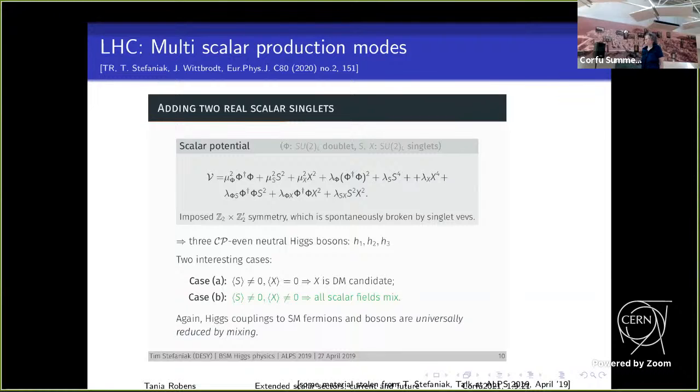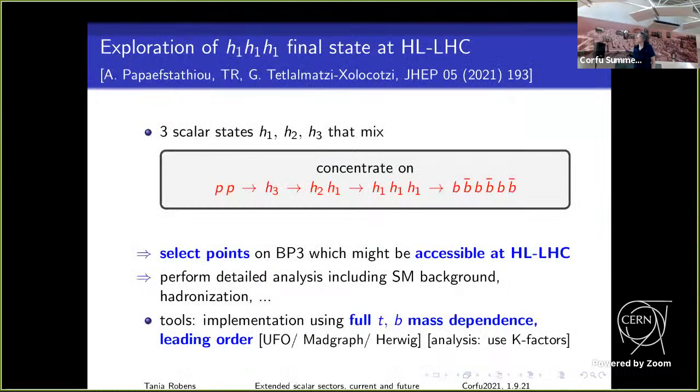I jump to the next model where you add 2 real singlets, and I'm concentrating on the case where all scalar fields mix. So now you have 3 scalars. This is, of course, interesting. One can give a 1-hour talk on this model. I don't have 1 hour, so I concentrate on something particular.